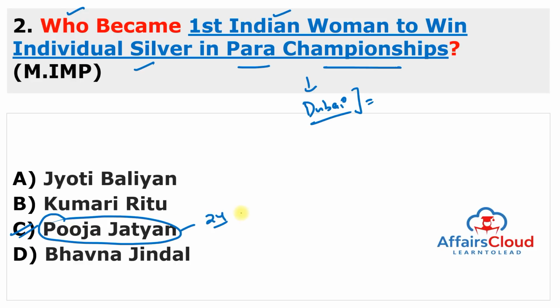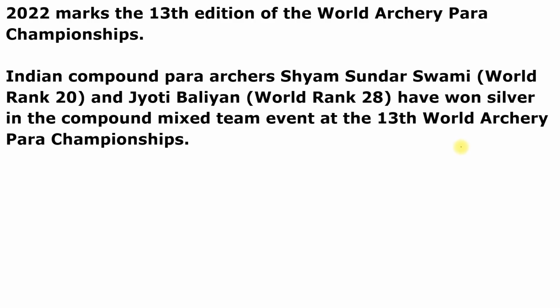And she is a 24-year-old Indian para archer with world ranking 21. And she has won the silver in the recurve event. In the Recurve Women Open event at the Dubai 2022 World Archery Para Championship. So you have to remember she has become the first Indian woman to win a silver in the individual category in a para championship. And this is the 13th edition of the World Archery Para Championship. Remember, it is hosted by Dubai. This can be asked by the examiner.